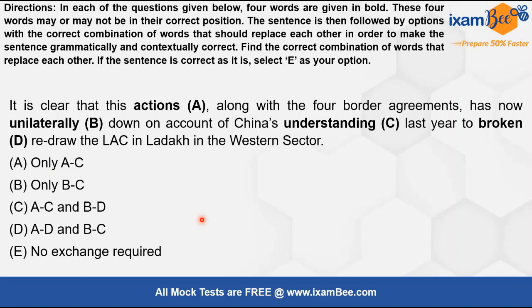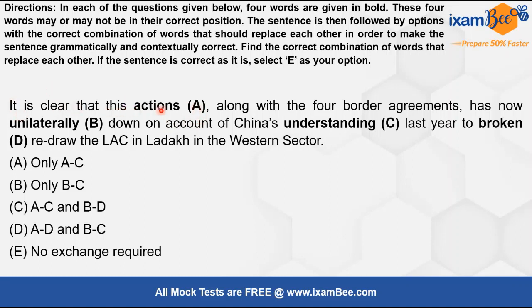Now let's solve another similar question here for your practice. It says, it is clear that this actions along with so and so. Now the moment we read this, we know this has to be here. So along with this, actions cannot come because this denotes singular, right? So this is definitely incorrect usage. The word actions is not correctly placed here, right? So we will read ahead.